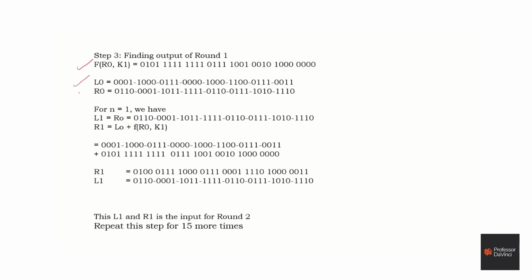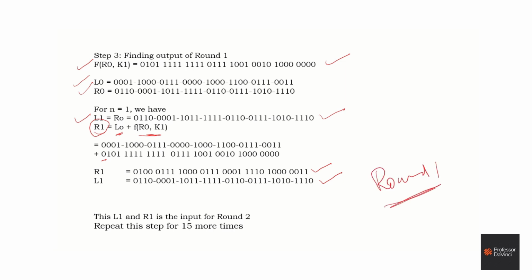We have L0 and R0. Now we need to compute. For n equal to 1, we have L1 equals R0. Already we know that. Now we are going to find R1. R1 is the XOR operation of L0 and the function of R0 and K1. That function is the F permutation. So doing the XOR operation, we yield R1 and L1. So this is the output of round 1.